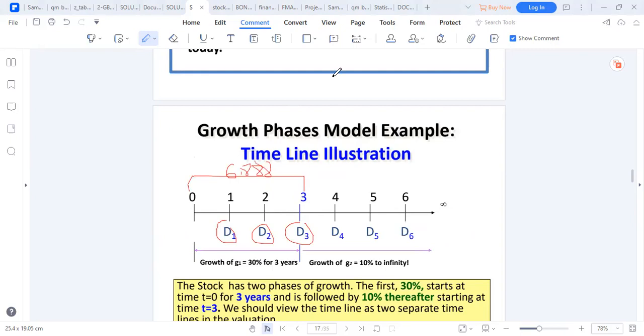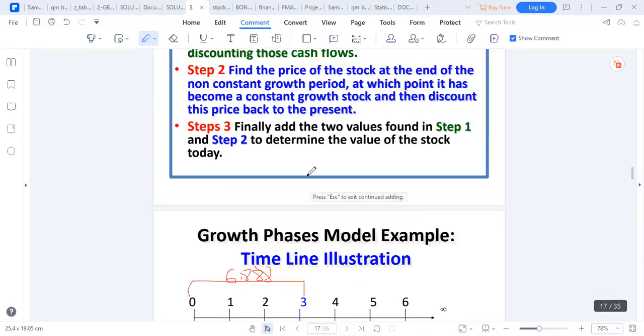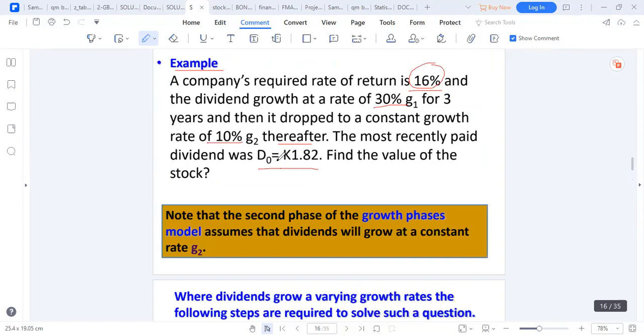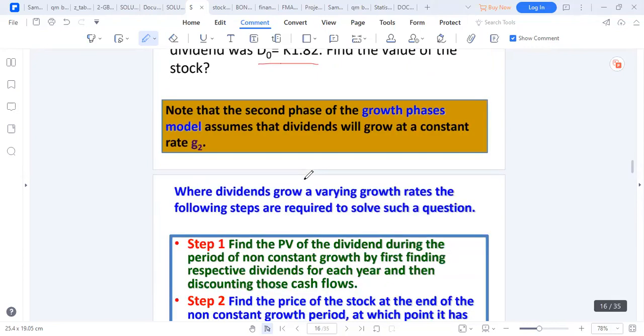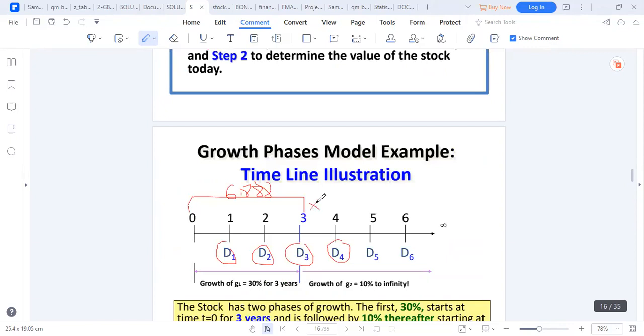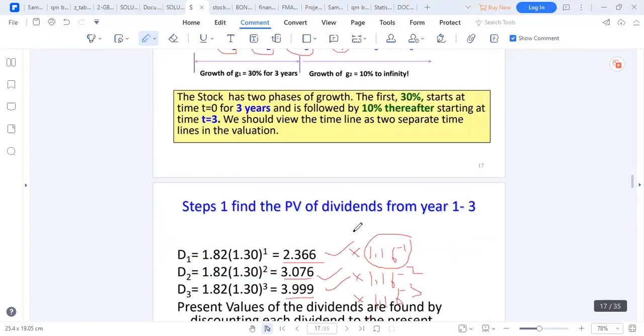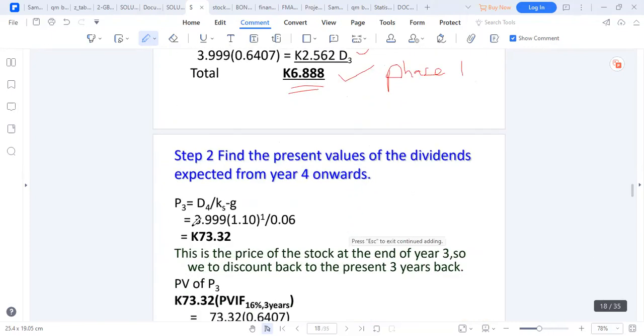6.888. So now to find the value of stock for D4, the easiest way, because we know that it dropped from 30% to 10%, is to take the answer that we got here and just multiply by 1.10 to get the value of D4. Then you use Gordon's model. So D4 will just be 3.99 times 1.10 to the power 1. Then we divide this by K minus G.